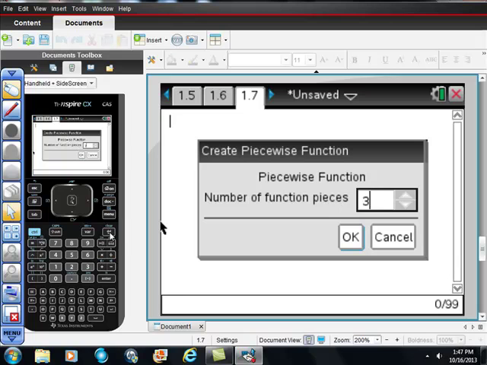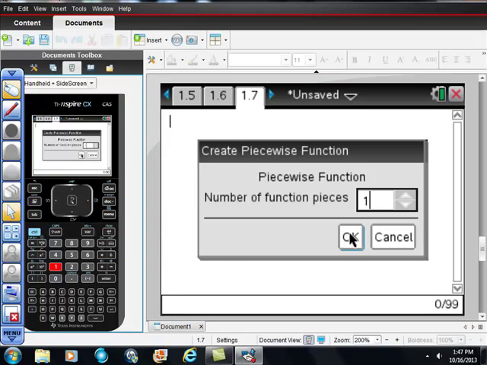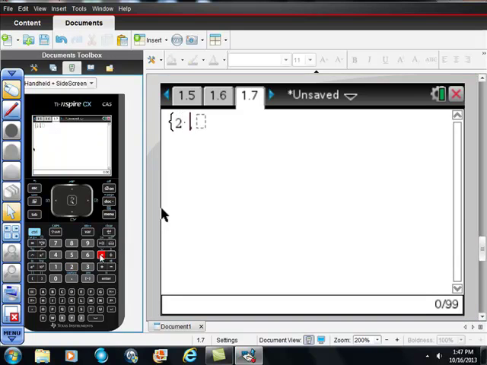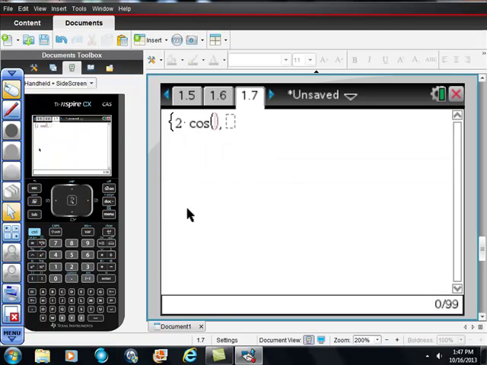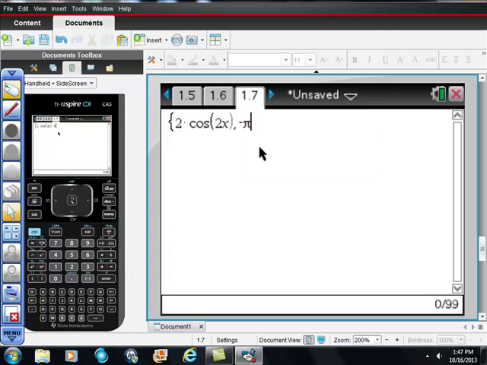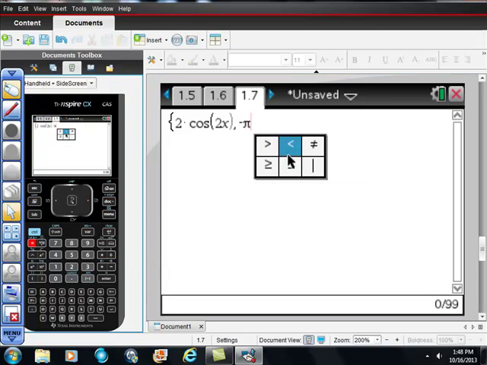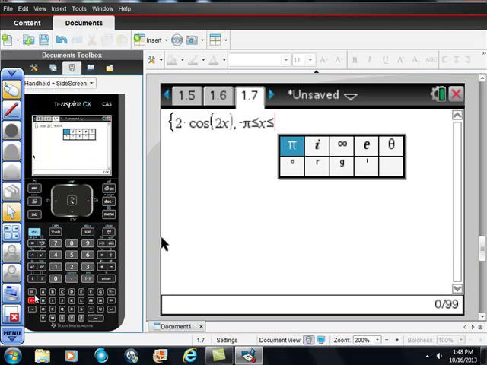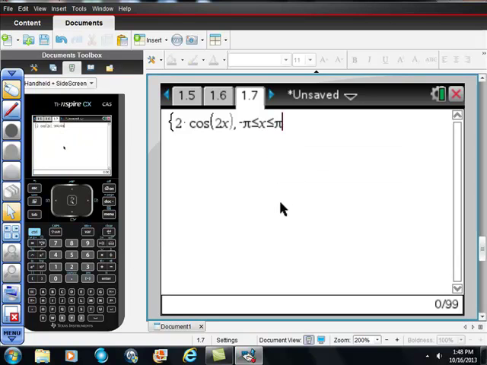It's going to offer you 3 pieces. I'm just going to take one and say OK here. And then I'm just going to set that up. We know that the function is 2 times cosine. So I go to trig here. You could type in if you want. Cosine 2x. I'm going to tab over into this condition, and I'm going to set it up as negative pi is less than or equal to x, and x is less than or equal to pi, right? And that was the condition that we started with, wasn't it?